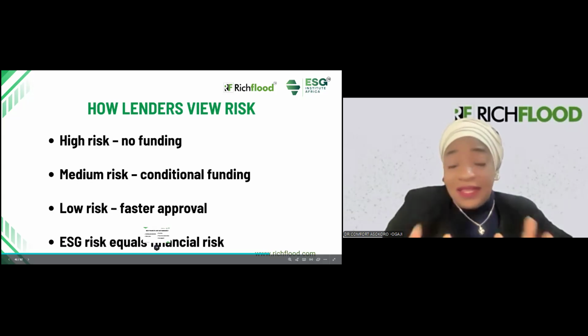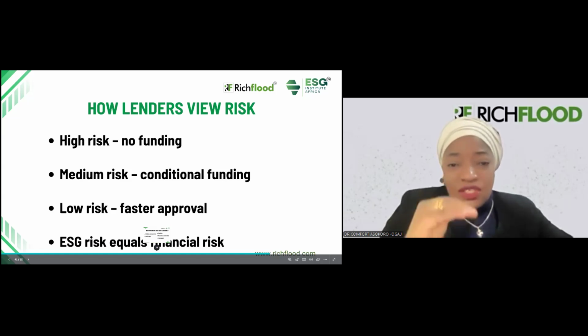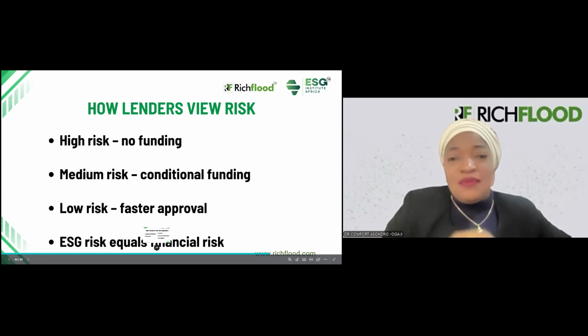From my experience, they usually classify risks based on severity. High risk projects are usually rejected. The medium risk projects are given conditions before the project will proceed. And the low risk projects move faster. This is why E&S is directly linked to financial decision. It's not an afterthought. So what are the consequences when we ignore the risk?